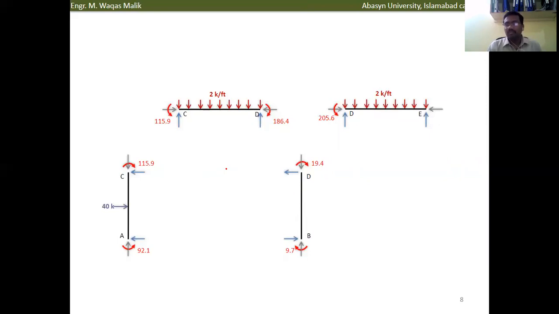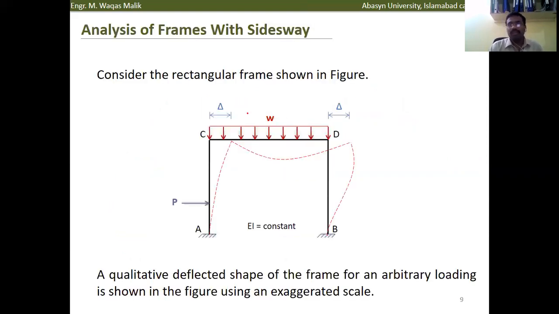This is the case for the non-sway frames, which is pretty much similar to the beams. The only difference is that the number of members connected at any joint could be more than 2. While for frames with side sway, this case is a little bit tricky.